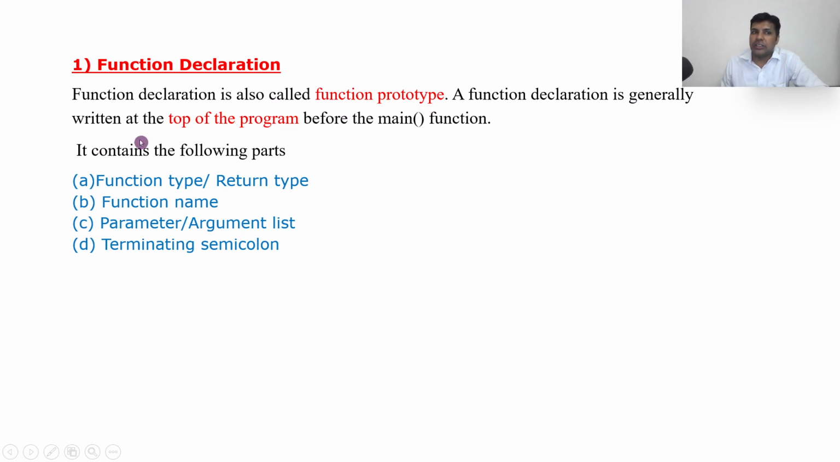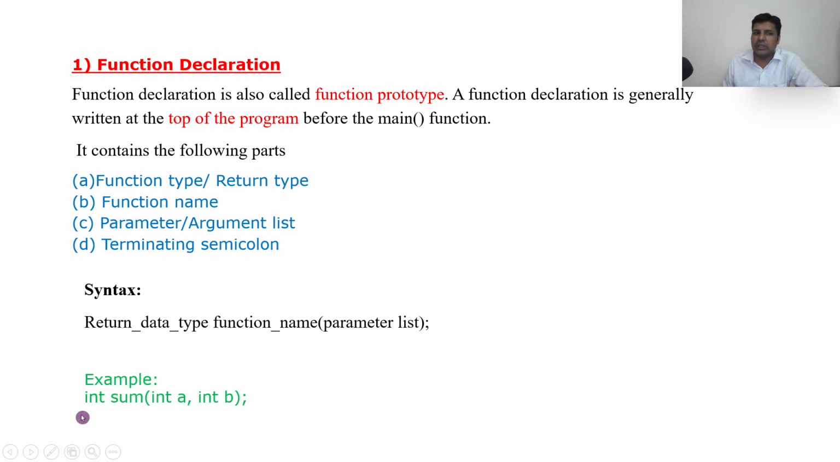A function declaration is generally written at the top of the program, before the main function. So before writing the main function, you can write this function prototype. What does a function prototype contain? It contains the return type or function type, function name, parameters or argument list, and a terminating semicolon. First is the return data type, function name, parameter list, and a semicolon.